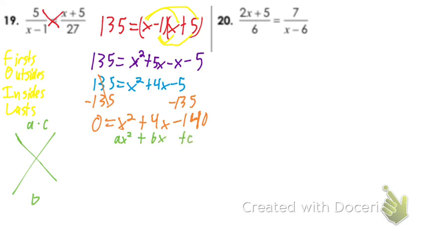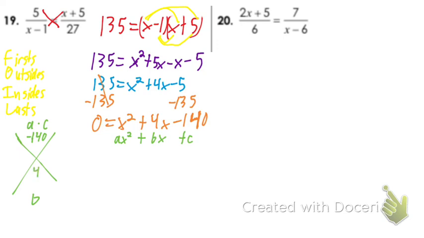What is the number secretly in front of the x squared? That's a. One. So a is 1. What's the number that's c? Negative 140. So what is 1 times negative 140? Negative 140. You just use the coefficients. And my b is what here? 4. So it's whatever's with the x. I'm going to put that at the bottom.